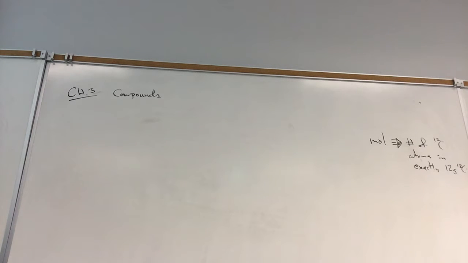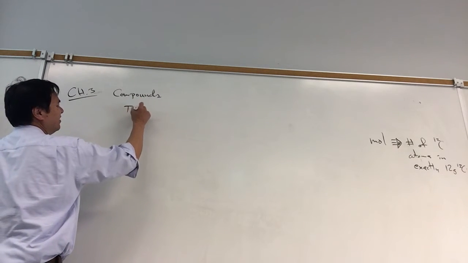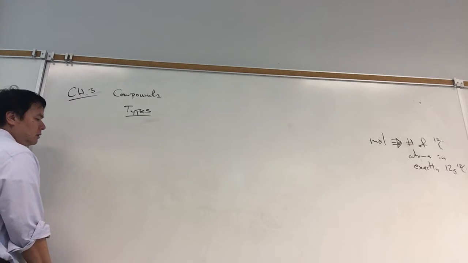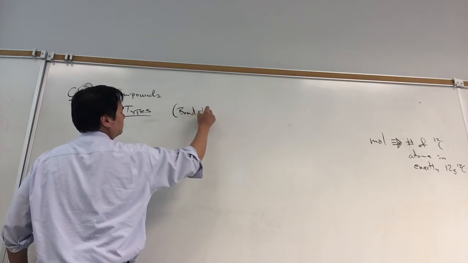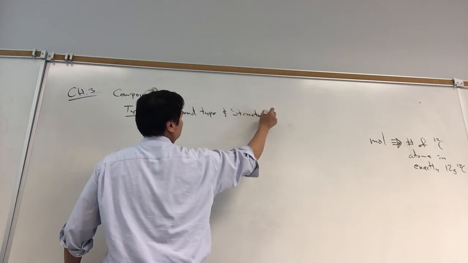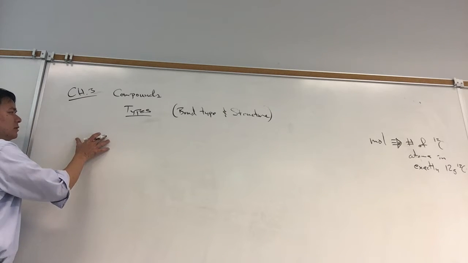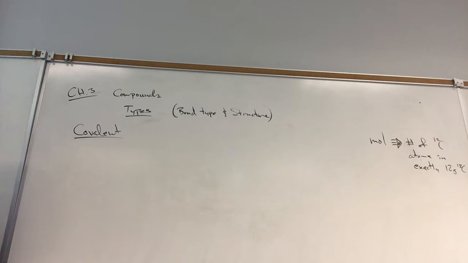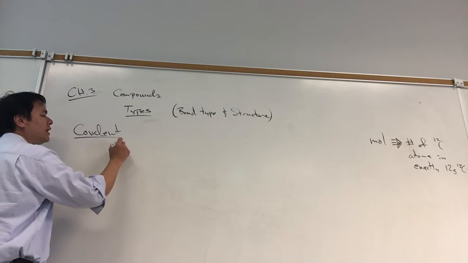And therefore the properties vary. And so compounds, but next we're gonna look at the types of compounds we're gonna encounter. The types of compounds are mainly based on the bonds, bond type, and structure. If we have covalent bonds, then typically the compounds that have covalent bonds are going to have molecular structures.